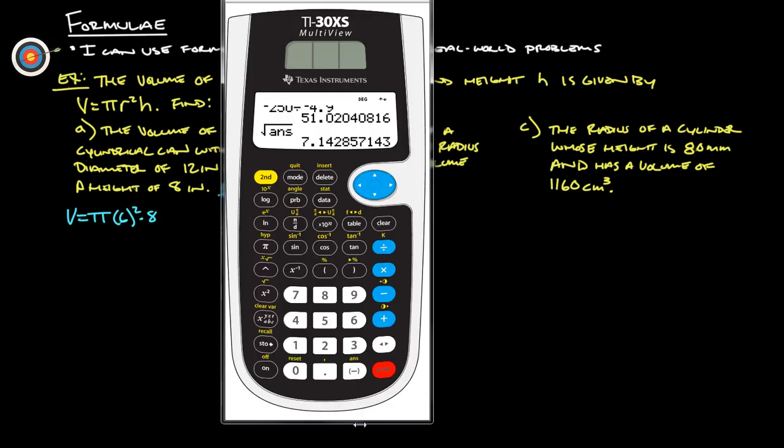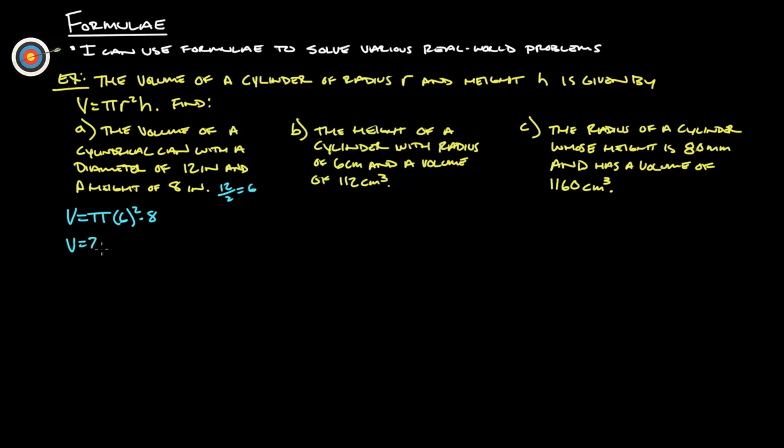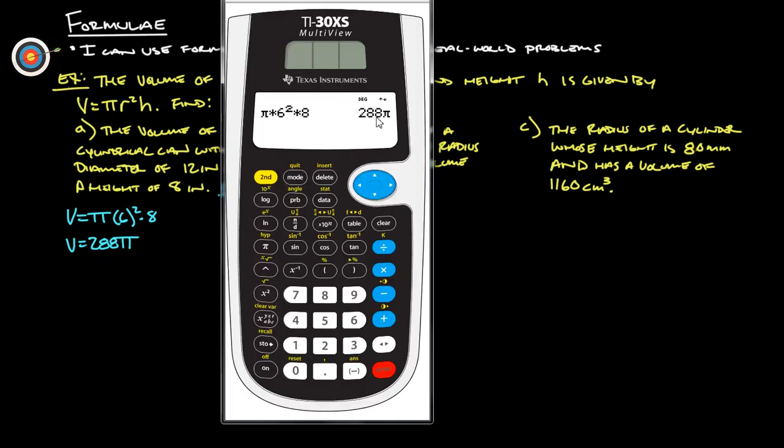So now we're just going to multiply those out. So we're going to go pi times 6 squared times 8. It's going to give us our volume here, and we get 288 pi. 288 pi is a fine answer, but that's not a very satisfying answer. So if I push this little double arrow here, that should turn it into just a decimal without the pi in it. So 904.777 we'll call it.